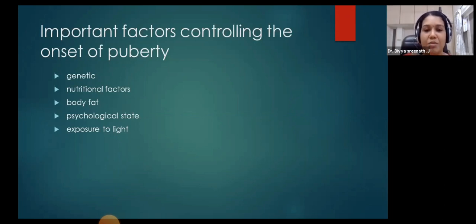Nowadays, we can see more girls attain menarche by the age of 10 or 11 years, because of the more intake of nutritious food, especially hormone-rich food like chicken and all those things. You can see now menarche is occurring at somewhat early ages, like 10, 11 years. And body fat, physiological and psychological state, exposure to light, especially long night life, there may be more chance of getting menarche early. Like that, there are so many factors which contribute to the onset of puberty.